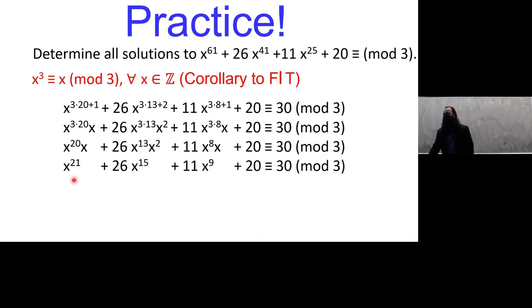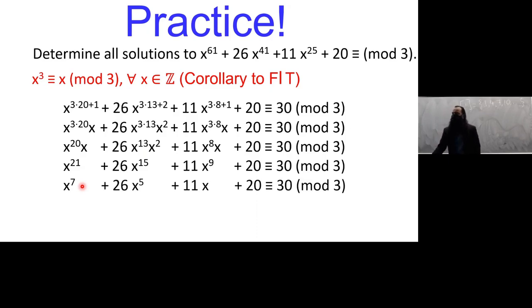Same thing again, right? This is divisible by 3. So I have that's x cubed to the 7. And what's x cubed congruent to? X. So x cubed to the 7 is congruent to what? X to the 7, good. So x to the 7. X cubed to the 5. X cubed is congruent to x. So x cubed to the 5 is congruent to x to the 5. Okay, next.